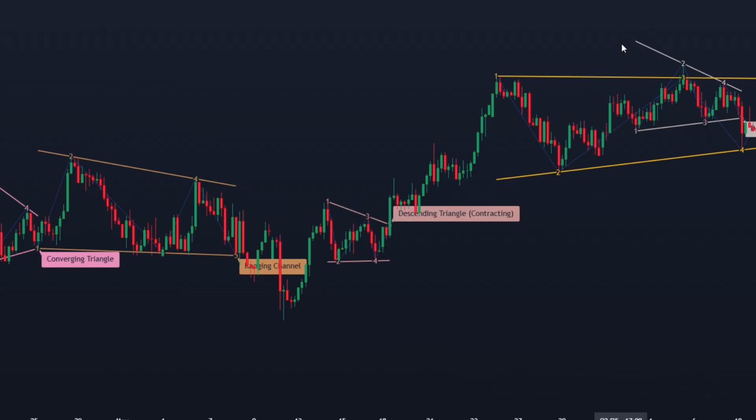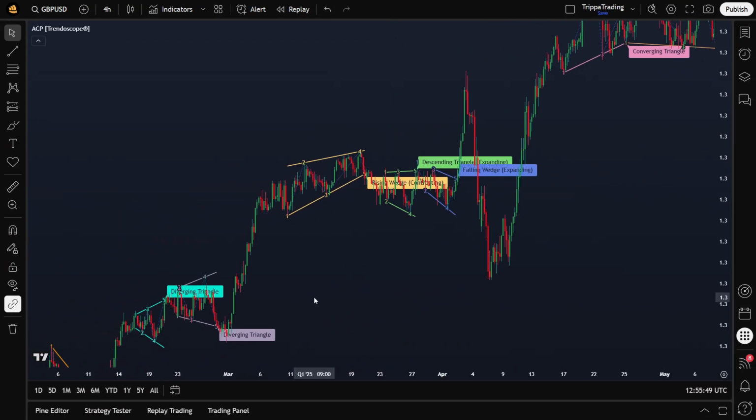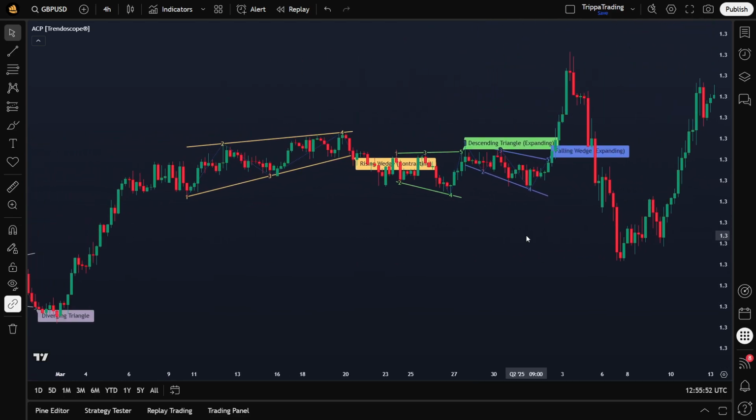Remember, these indicators don't give you buy or sell signals, they simply highlight the structure. You still need to apply your knowledge of price action, confirm levels, and plan trades accordingly. But using them together can save you time, keep your chart cleaner, and make your analysis more accurate.